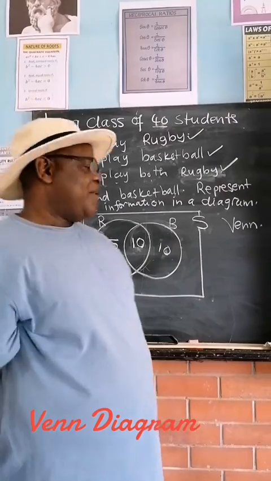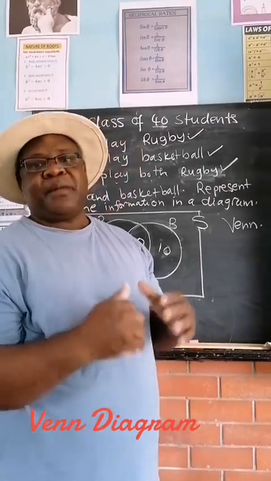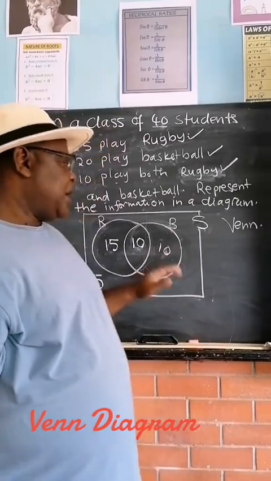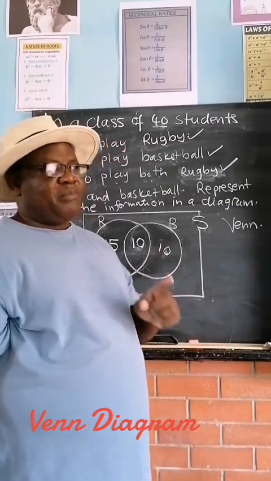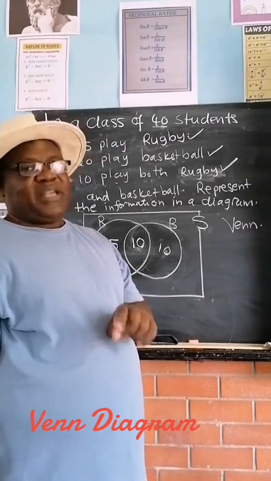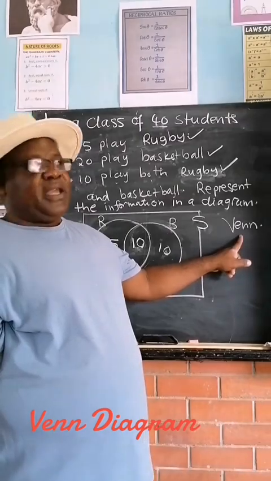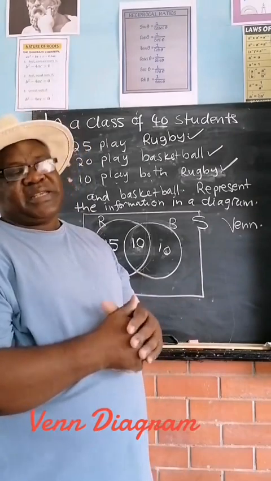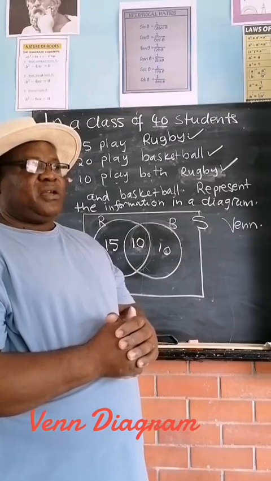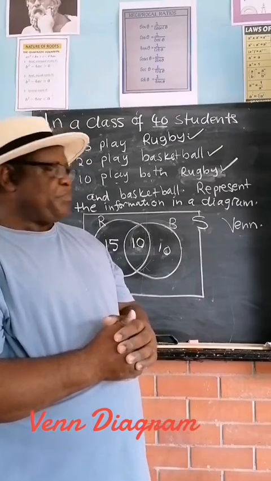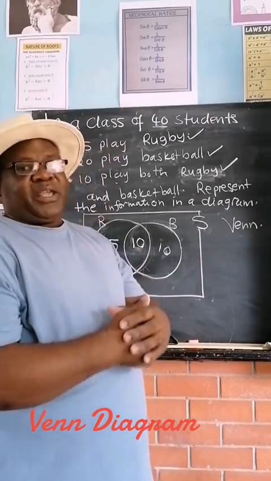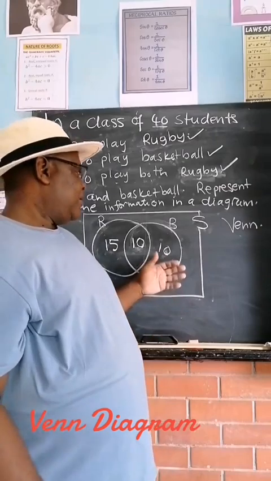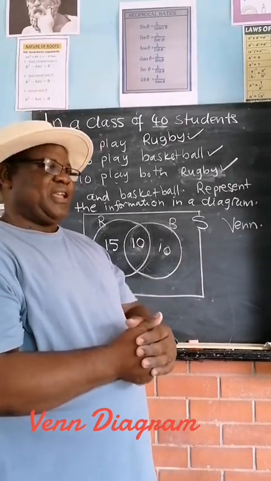Now, why did I choose a Venn diagram today, on the 4th of April? This diagram was invented by a British mathematician whose name was John Venn. And John Venn died on 4 April 1923. That is 102 years ago. So we commemorate his work on this day, the 4th of April, the day he parted.